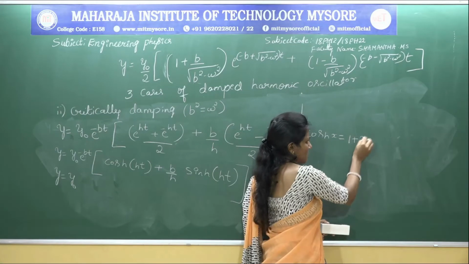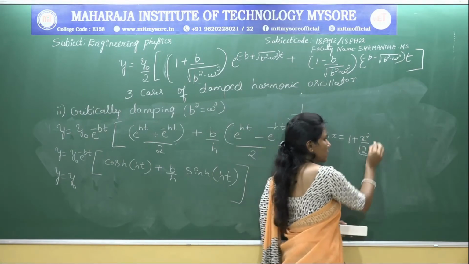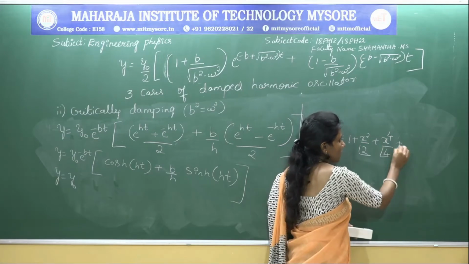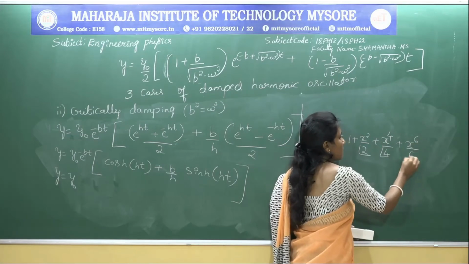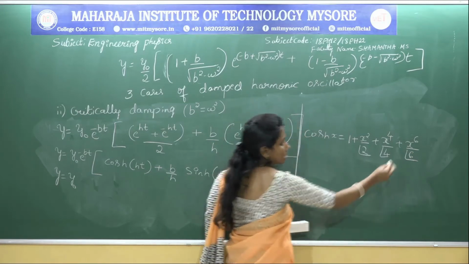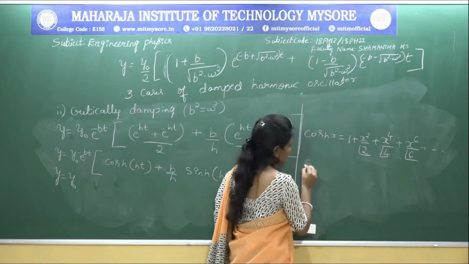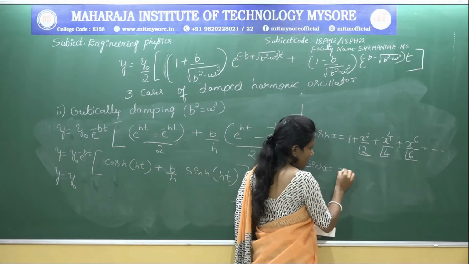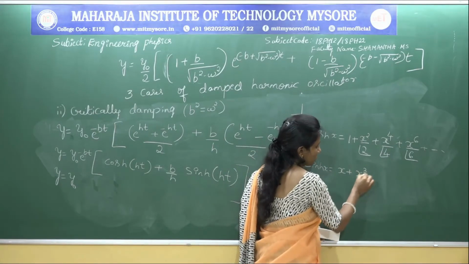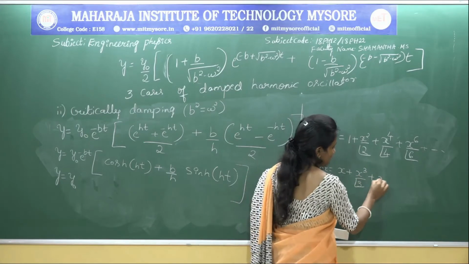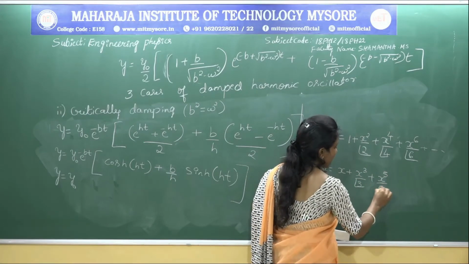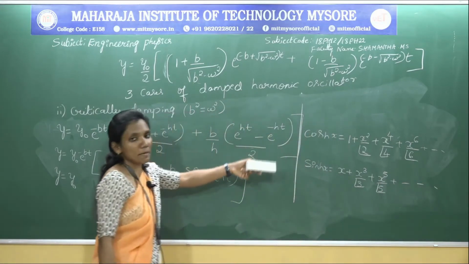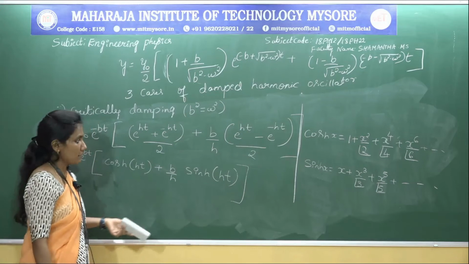1 plus x square by 2 factorial plus x to the power of 4 by 4 factorial plus x to the power of 6 by 6 factorial. Similarly, sine hyperbolic x is equal to x plus x to the power of 3 by 3 factorial plus x to the power of 5 by 5 factorial. So this is the expansion of cos and sine hyperbolic.